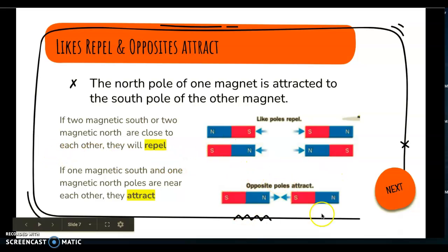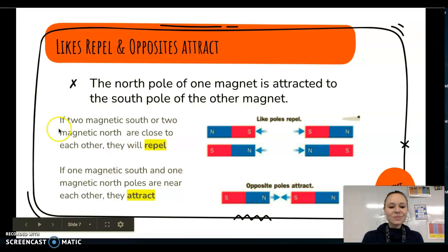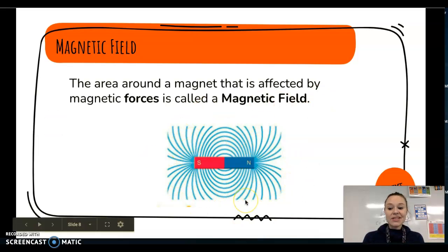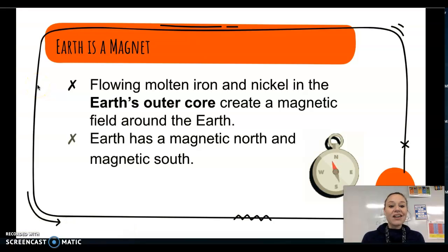And then in the next example they are trying to attract each other, the north and the south together. So a magnetic field is that area around the magnet that is affected by the magnetic forces. So it's all that area here that you see around it that's affected by these magnetic forces coming from this magnet. And our Earth actually is a magnet.